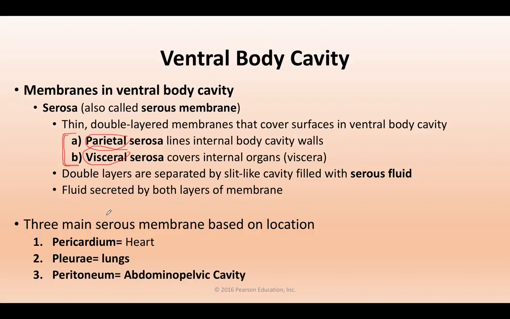For instance, if the double membrane surrounds your heart, we refer to it as parietal and visceral pericardium. If they're surrounding your lungs, instead of serosa, we use the word pleura, parietal and visceral pleura. If it's within the abdominopelvic cavity, we use the word peritoneum, parietal and visceral peritoneum.